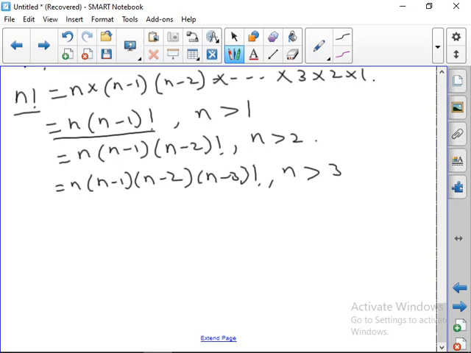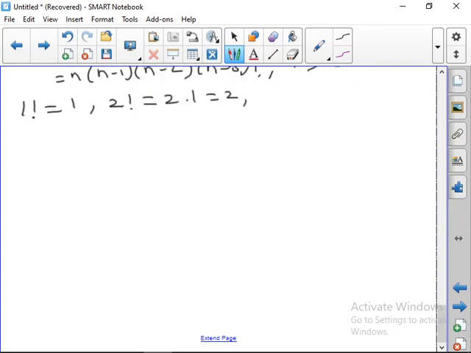Okay. So now what is 1 factorial? The value of 1 factorial is equal to 1. So what about 2 factorial? 2 factorial means it is 2 into 1 which is equal to 2. So what about 3 factorial?